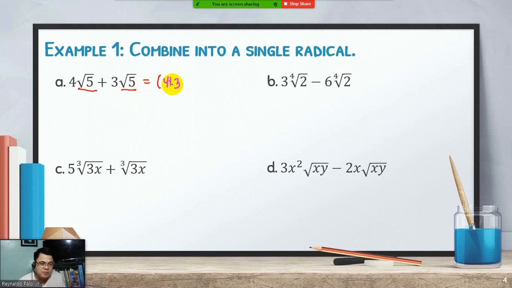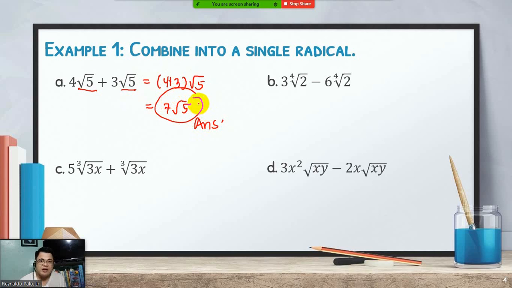4 plus 3 square root of 5. Then 4 plus 3 is 7 square root of 5. Therefore, this will be the sum of 4 square root of 5 plus 3 square root of 5. Next, let's have letter B. 3 fourth root of 2 minus 6 fourth root of 2.